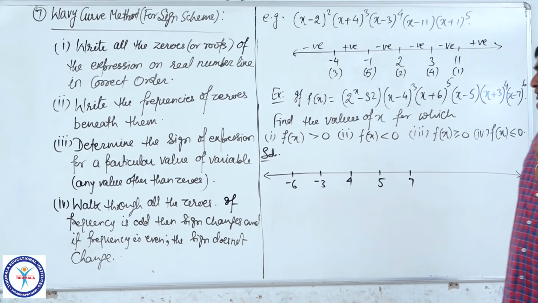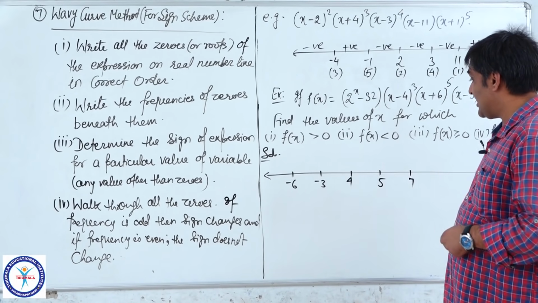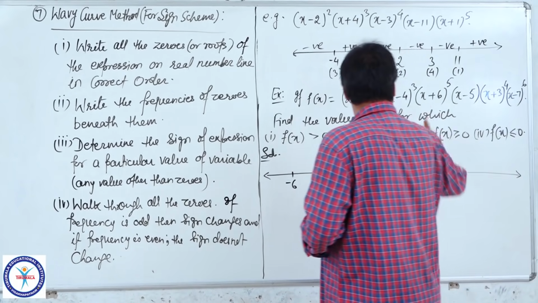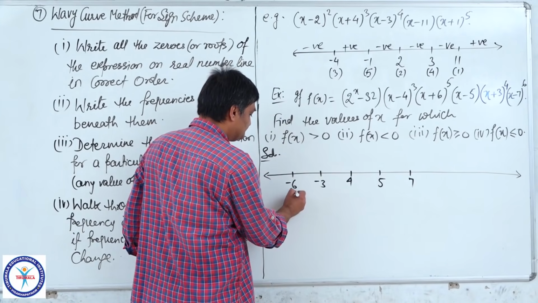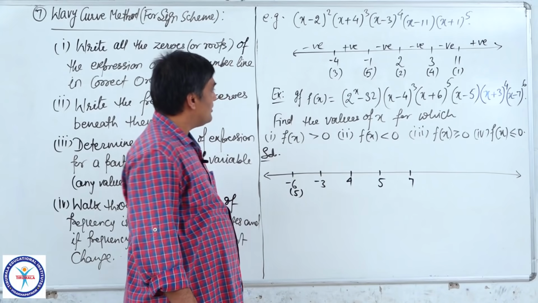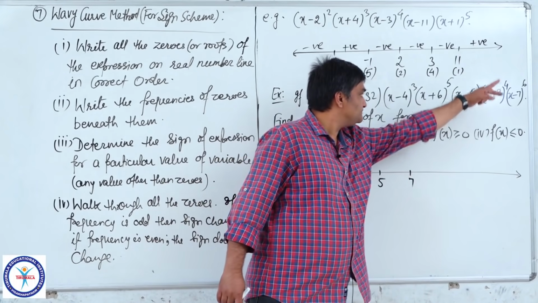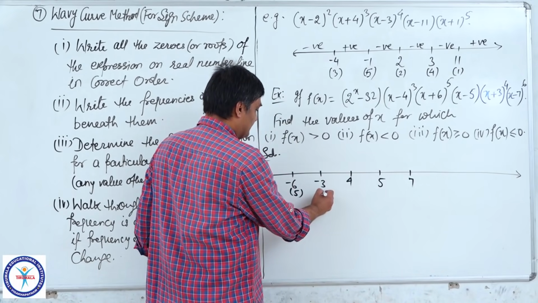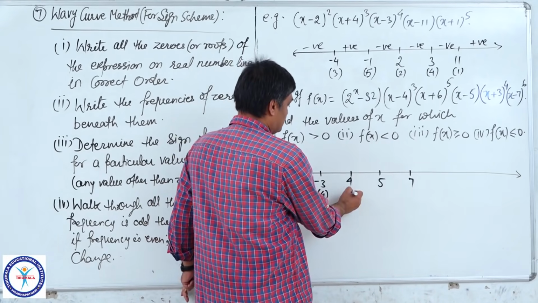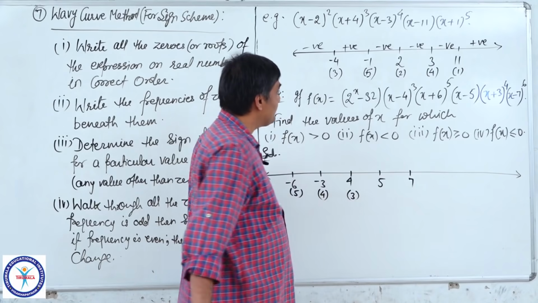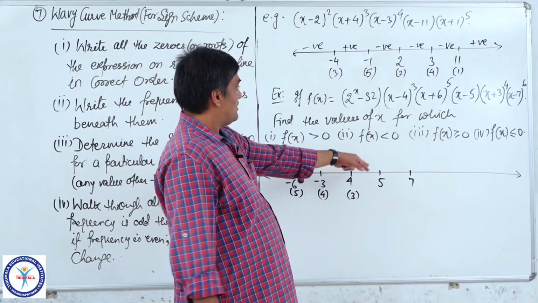Now, the frequency of zeros. -6. How many times? 5 times. -3. 4 times. 4. 3 times. 5.